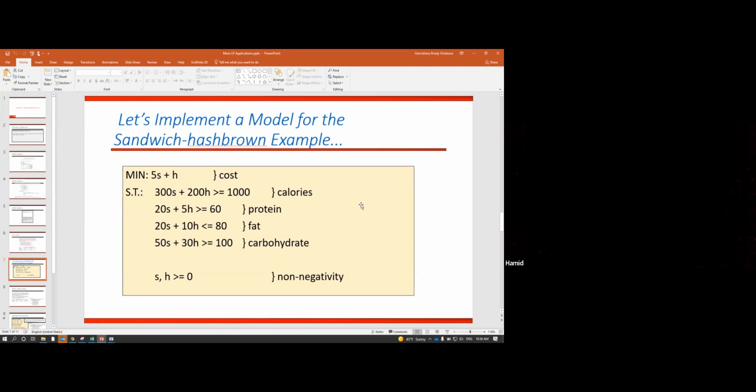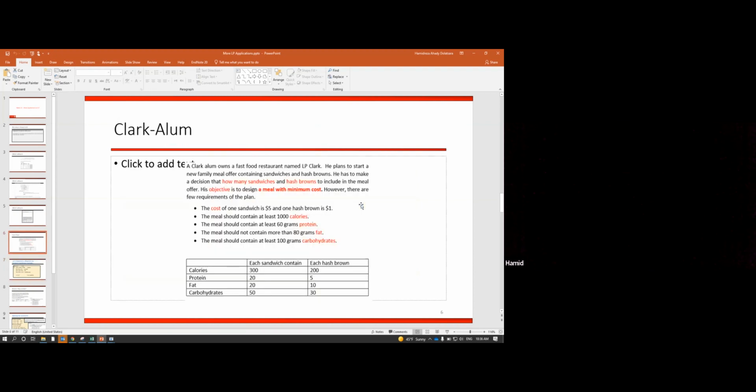But being able to work with the Excel Solver is a skill that I want you to learn, which you have some experience with. Let's go back to this problem. A Clark alum owns a fast food restaurant named LP Clark. He plans to start a new family meal offer containing sandwiches and hash browns. He has to decide how many sandwiches and hash browns to include in the meal offer. His objective is to design a meal with minimum cost.